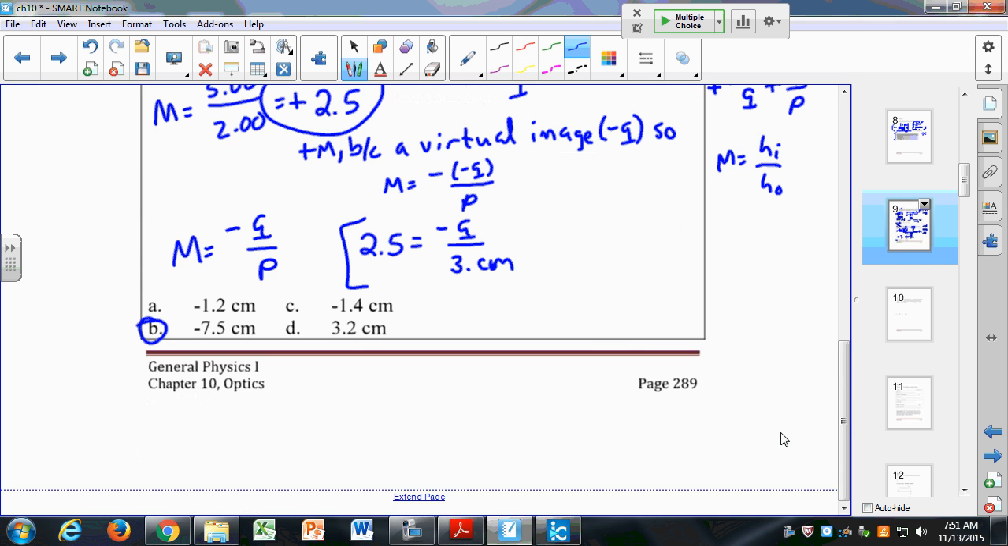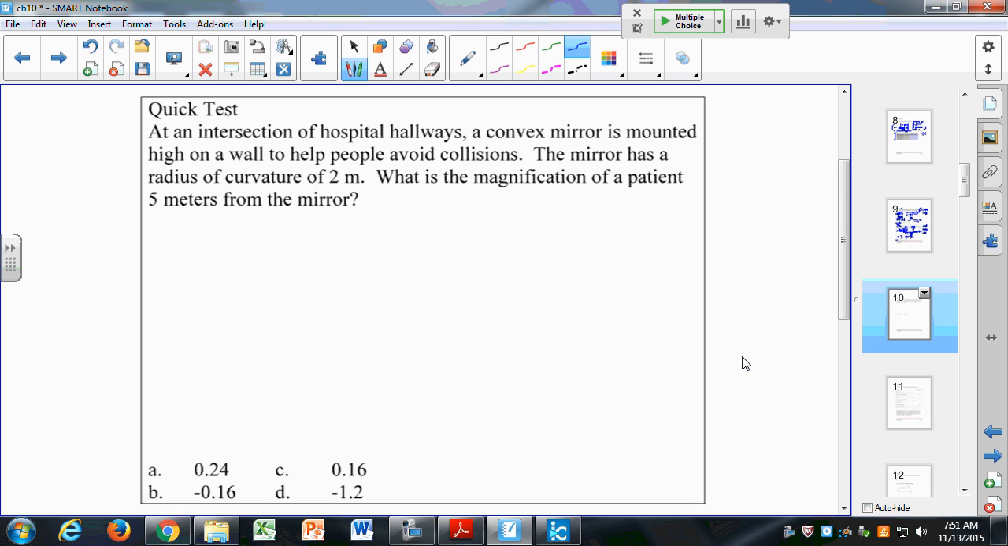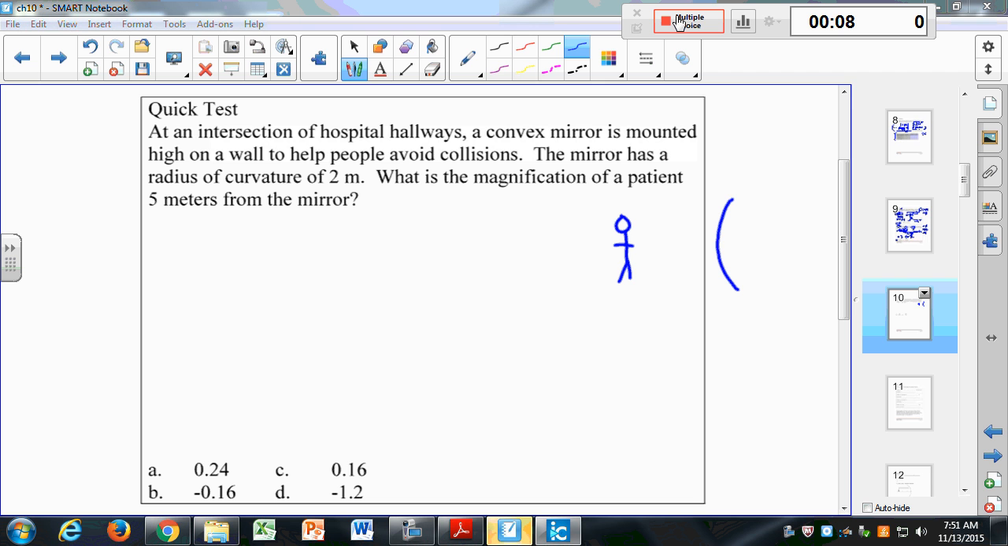Let's try another one. You'll have questions like this in the free response portion of your next test. Here I have a convex mirror. It's mounted high on a wall to help people avoid collisions. It has a radius of curvature of 2 meters, and I want to know the magnification of a person 5 meters from the mirror. I have a convex mirror, looks like this. I have a person that's over here.